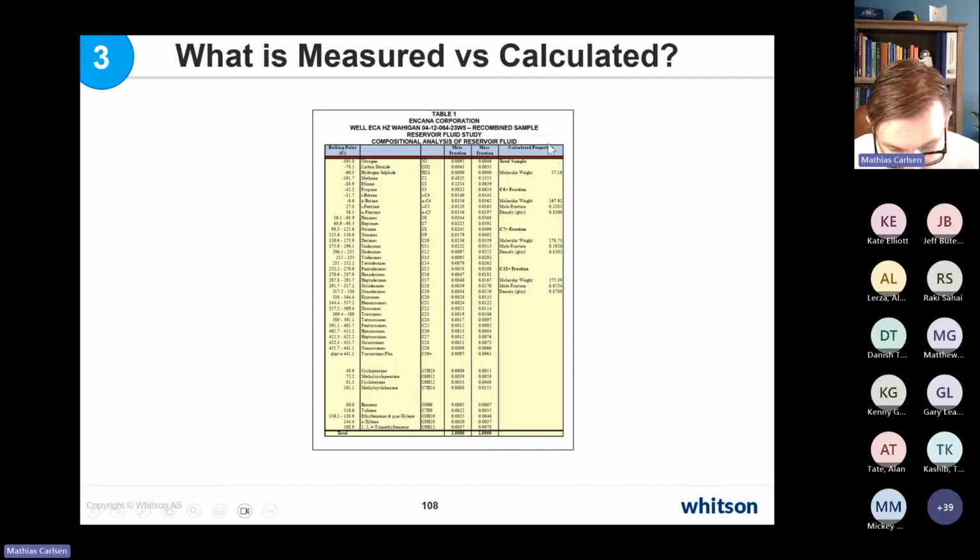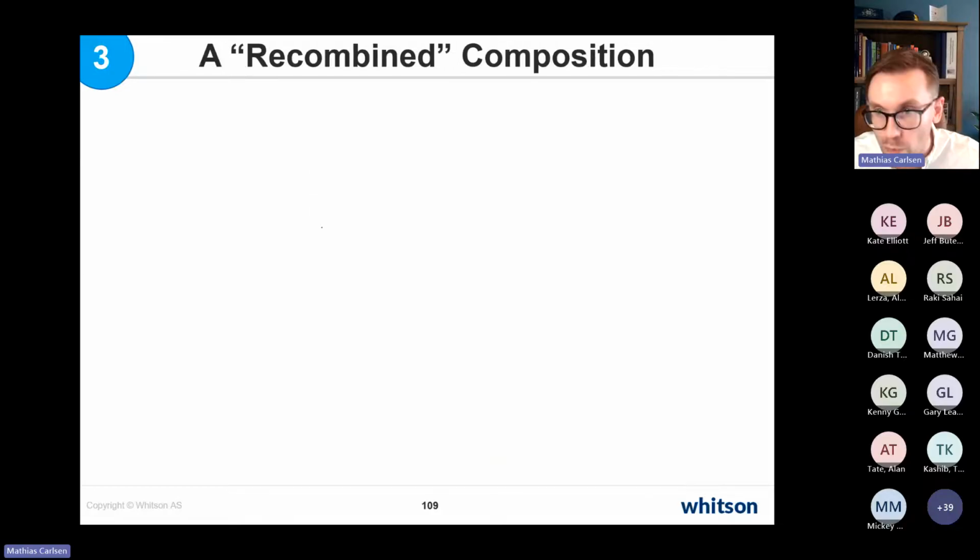Of course, the calculated properties here to the right are obviously calculated. The mass fraction here is actually not a direct measurement either. We'll talk about how that's actually done. Again, just to emphasize, most of the stuff in the PVT reports is actually not measured. A lot of it is calculated. So how is a recombined reservoir fluid actually, quote unquote, measured? Well, that's what we're going to try to show on this slide.